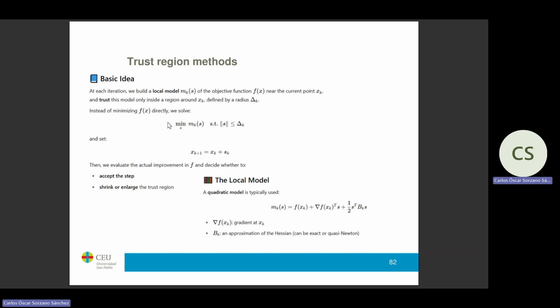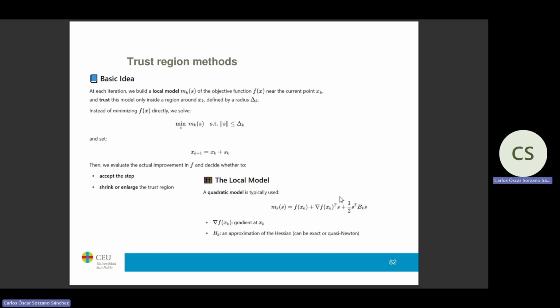And once you find the best displacement with respect to the current position, you simply add it, you have a new point, and then you evaluate the underlying function at this new point. And if it is better, then you accept the step. And independently of whether it is better or worse, you have to take a decision on what to do with the trust region. So you should enlarge it, you should keep it as it is, or you should make it smaller. And we will see a little bit more in the next slide about this idea.